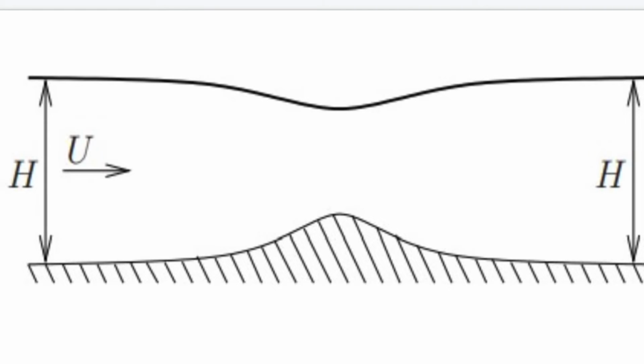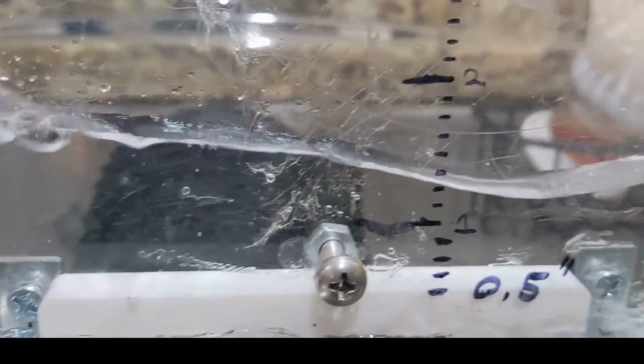We also added another hump that was below this critical height. And here you can see how the hump height is below the critical height, and so the flow is subcritical.